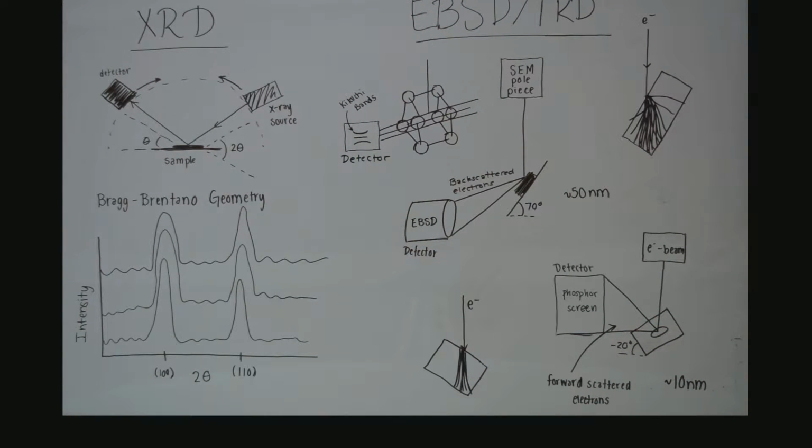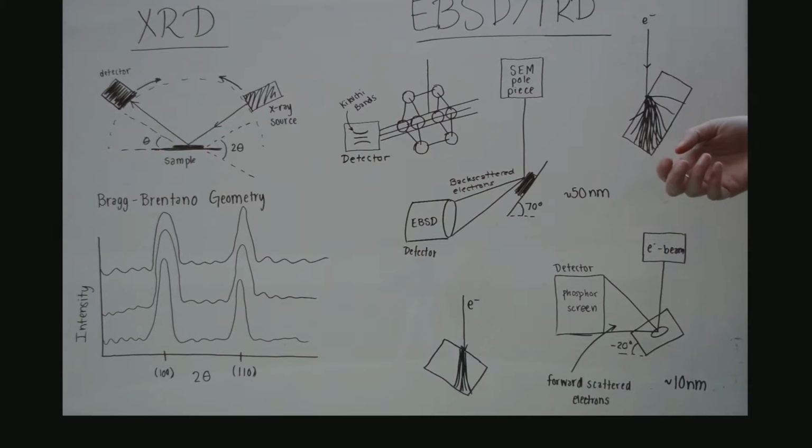We don't just look at the graphs and know immediately that one peak corresponds to a certain orientation. We have to look at a lot of databases to figure out what it means for a specific type of material. With EBSD and TKD, you're doing something a little bit different, but you're still going to be looking at your crystal phase and orientation.